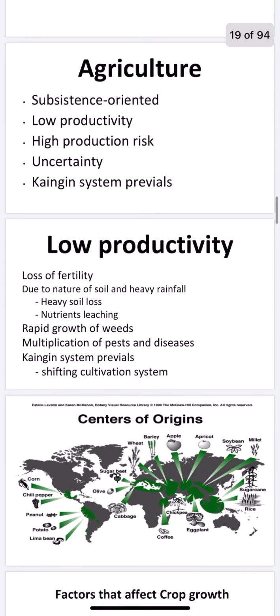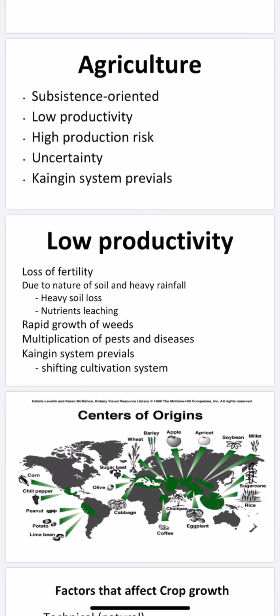So what is the agriculture in a typical tropical country like the Philippines? These are characterized by the following: subsistence oriented, low productivity, high production risk, uncertainty, and even until now, the kaingin system still prevails. If you have heard of the kaingin system in your introduction to agriculture, you will learn that kaingin is burning the leaves, the trees, the bushes, and the grasses down in order to plant crops.